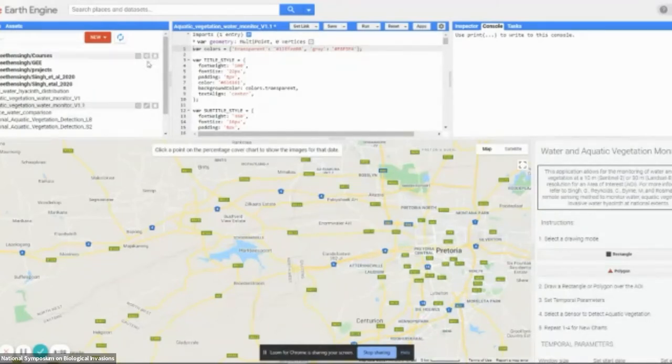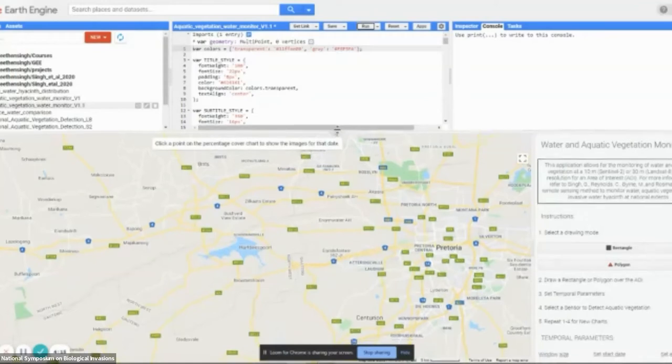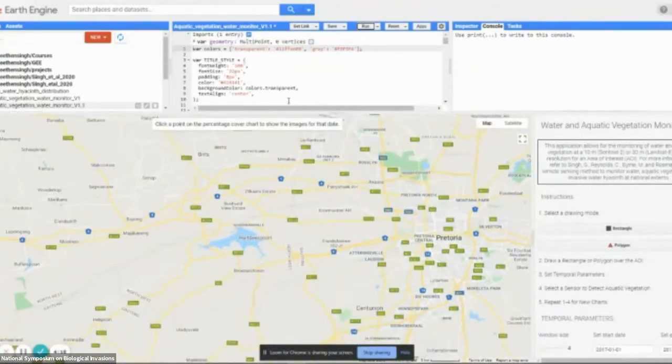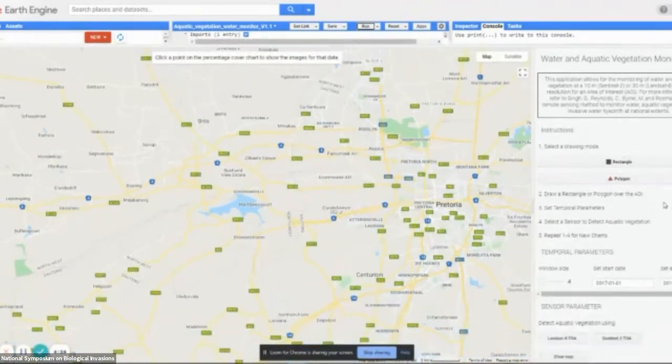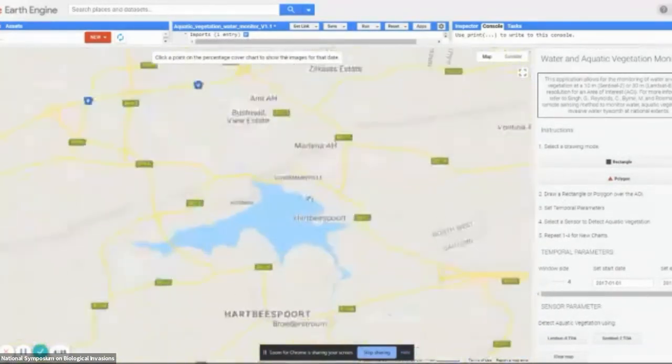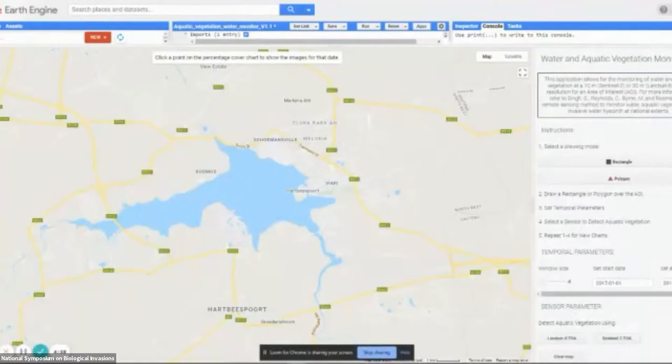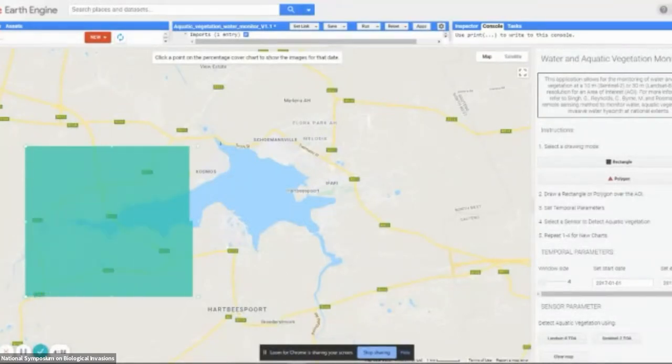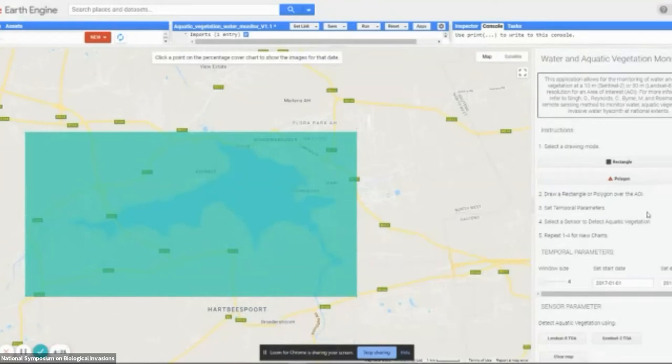So when you click on the link and you click on this script, you need to press run. And when you click run, this user interface is going to pop up on the right-hand side. And the code for this app can be found in here. At this stage, you can zoom into a water body of interest. I'm just going to select Hartebeespoort Dam. I'm going to show an area of interest around this water body.